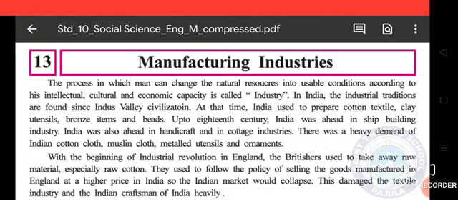In India, industrial traditions are found since the Indus Valley civilization. From the Indus Valley civilization, we can see this industrial tradition. At that time, India used to prepare cotton textiles, clay utensils, bronze items and beads. From that time, these industries existed.